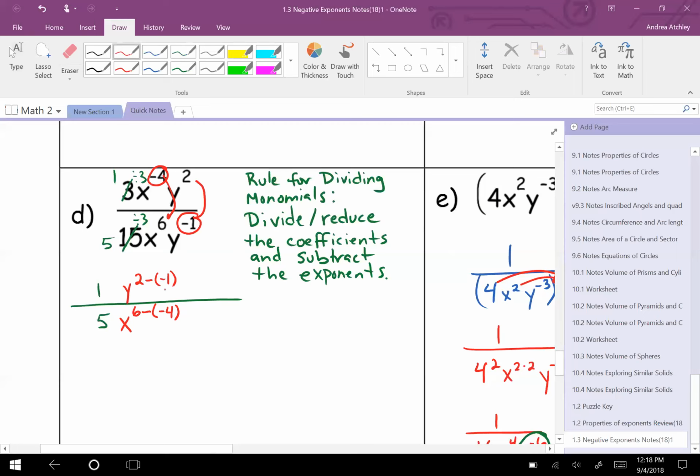So now it's just our integer rules. What's minus a negative? Adding, it's positive, right? So I'm going to get y to the third over 5x to the 10th. Any questions over that?